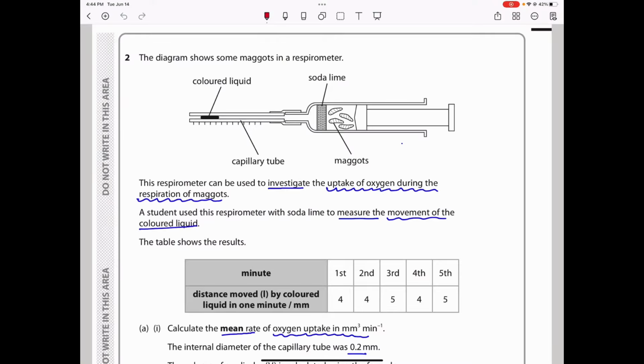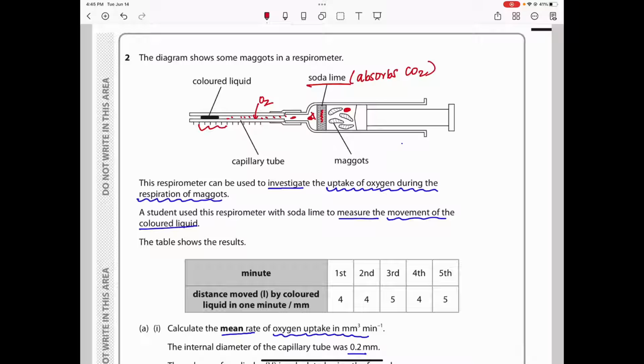Question 2, the diagram shows some maggots in a respirometer. So here we see the colored solution. We would expect there is oxygen in here because we see soda lime here. Soda lime absorbs CO2. So it means all the CO2 produced by these maggots is going to be absorbed here. It will not penetrate to this side. So we will only have oxygen in this tube here, or in the capillary tube. And that can enable us to calculate the volume of oxygen that is taken up.